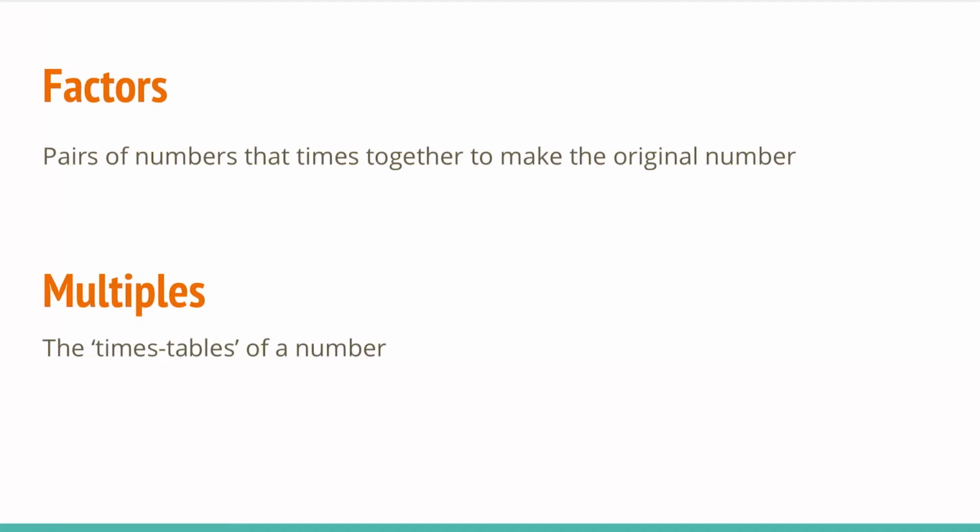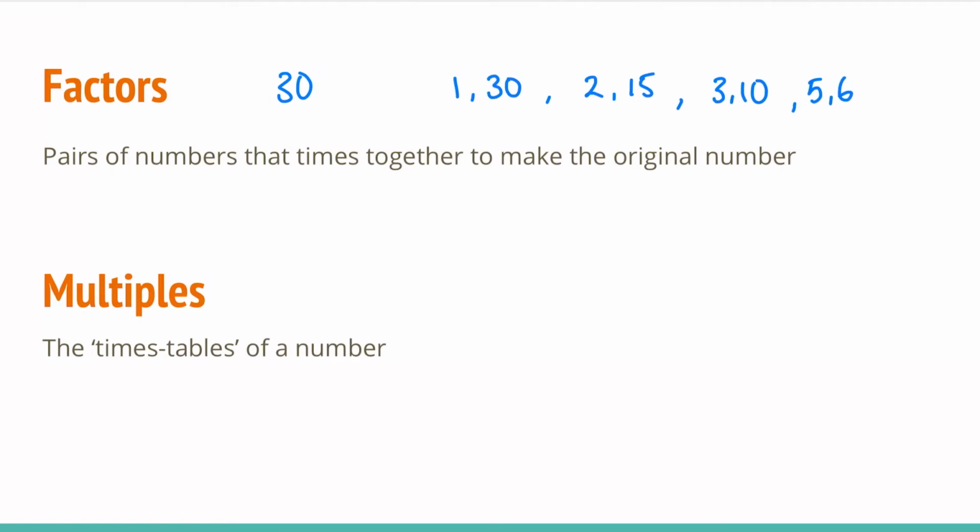So we've got factors and multiples. Factors are the pairs of numbers that times together to make the original. So for example, the factors of 30 would be 1 times 30, 2 times 15, 3 times 10, 4 won't go, 5 times 6, 6 times 5, so I'm now looped back round again and I've got them all. So all of these numbers are all factors of 30.